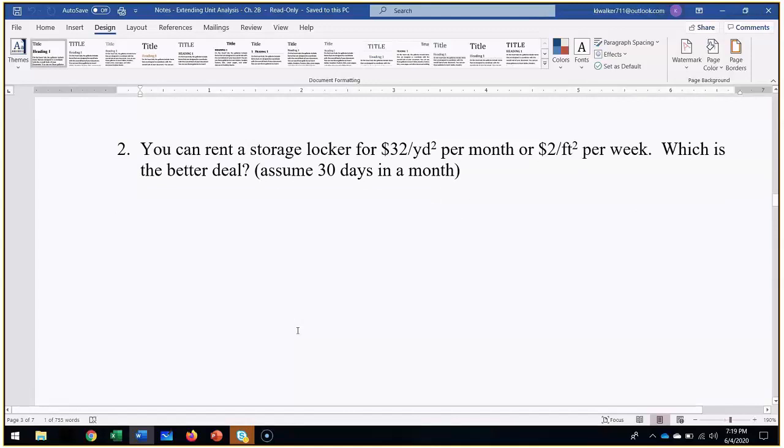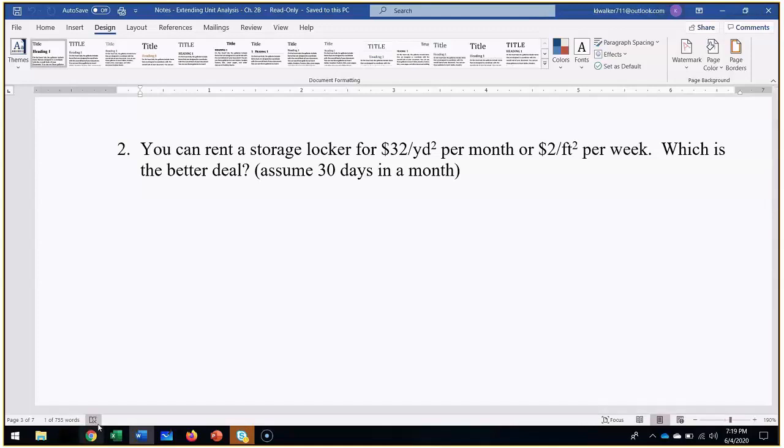Let's see. We can rent a storage locker for $32 per square yard per month, or we can rent one for $2 per square foot per week. Which one's the better deal? Assume 30 days in a month. So kind of like the other problem, they're asking for a unit price in a way.